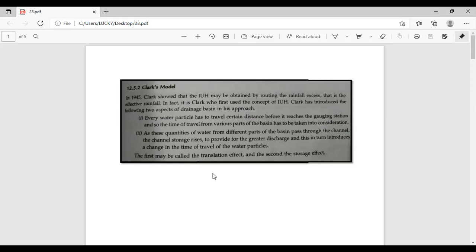Point two is, as these quantities of water from different parts of the basin pass through the channel, storage rises to provide for the greater discharge, and this in turn introduces a change in the time of travel of the water particles. The first may be called the translation effect, and the second the storage effect.